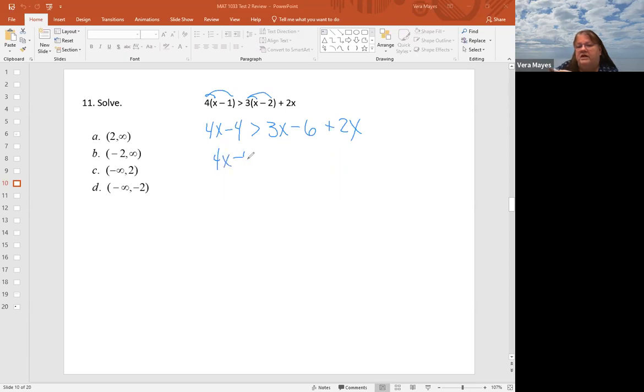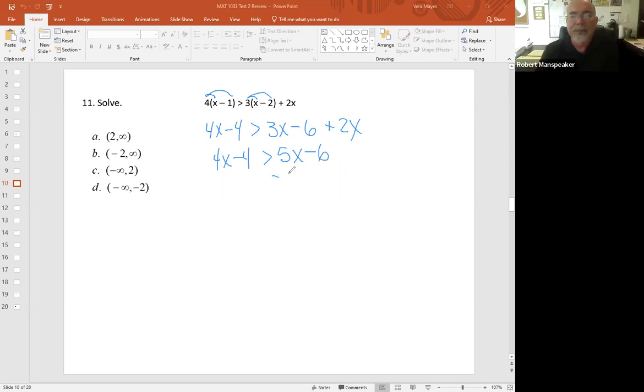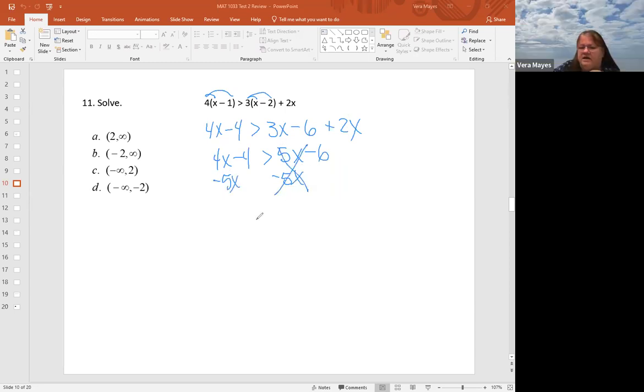Now I see a couple things on this side that I could combine. So do a little bit of cleanup. I always tell everybody, clean up your own yard before you go look at your neighbor's yard. So 3x plus 2x is a 5x. And now I really do want to get my x's on the left. So what should we do next? Subtract 5x. Good. That cancels this guy. 4x minus 5x leaves me with a negative x. Bring down the negative 4 and the negative 6.